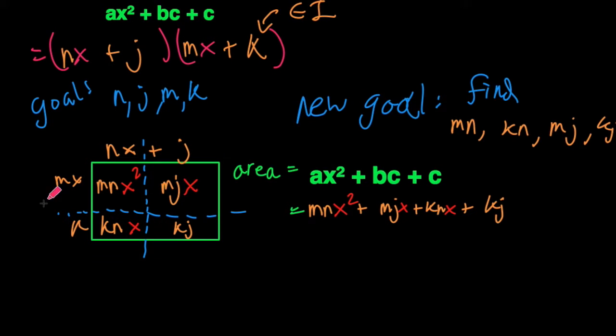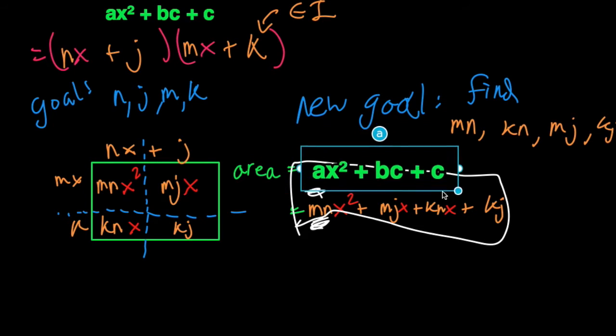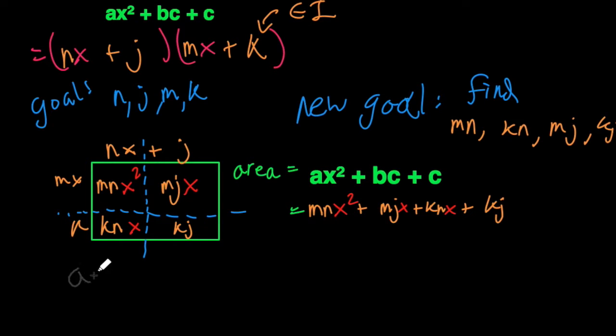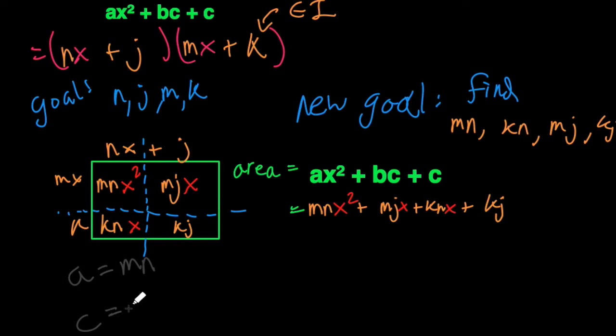So my new goal becomes to find the value of these three terms here. Well, the first and last one are fairly straightforward. From these equations here, I can see that the value of A is the value of mn, and the value of C is the value of kj. So I can write that down. A is my value of mn, and C is my value of kj.